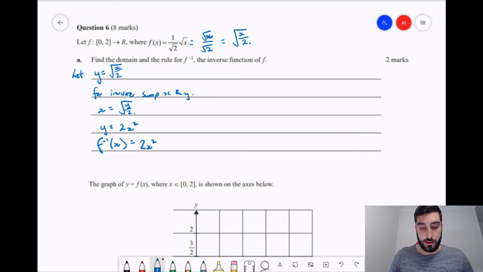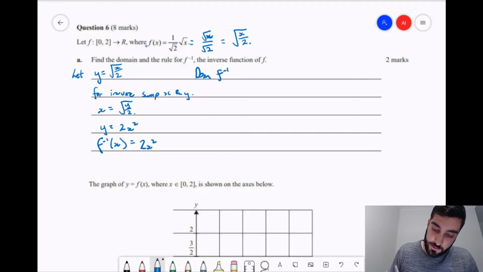We're also asked to find the domain, and it's good practice to just provide the domain whenever you're doing an inverse anyway. I guess we know from the theory that the domain of the inverse is equal to the range of the original function. So I might just write that out. The domain of the inverse will be equal to the range of the original function f.